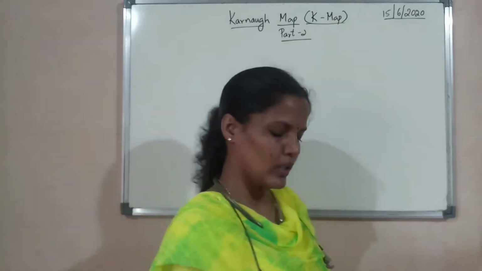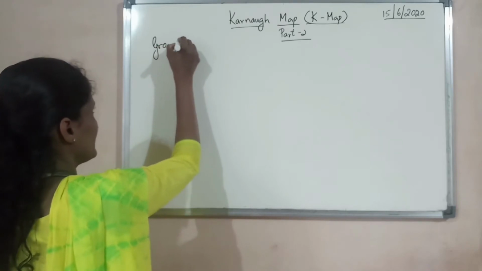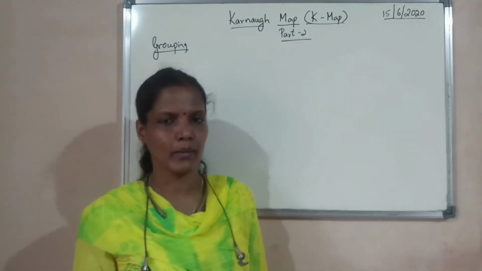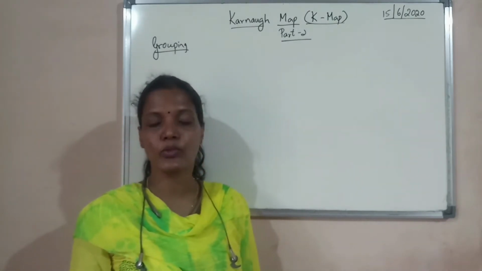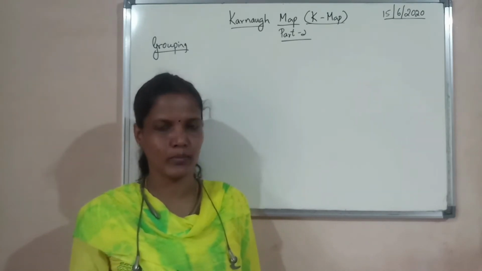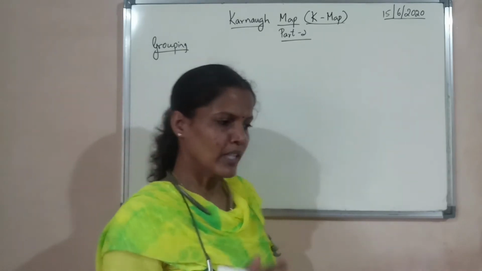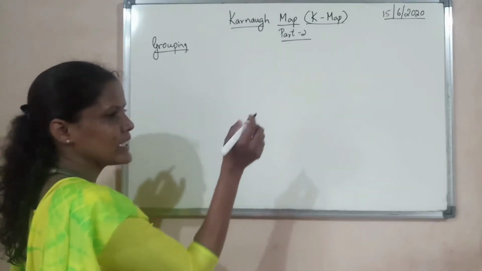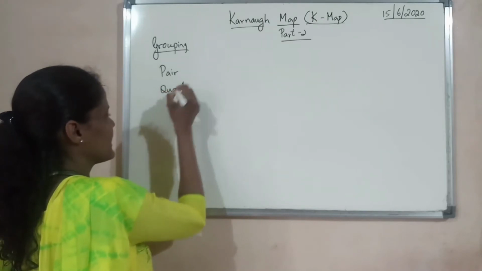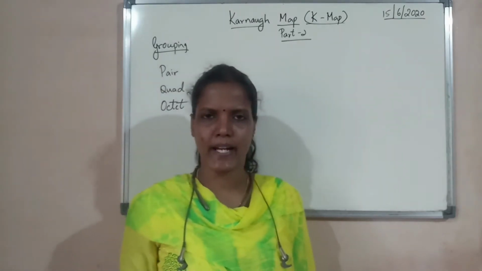Now we are going to learn about what is called grouping in the K-map. So what is this grouping? Grouping plays a very important role in solving this K-map. Why are we going to use this K-map? We are going to use this K-map in order to solve the given Boolean expression in the easiest and the fastest method. So this grouping is a very important topic in this K-map. In K-map, we have three types of grouping, called pair, quad and octet. So what do pair, quad and octet mean?